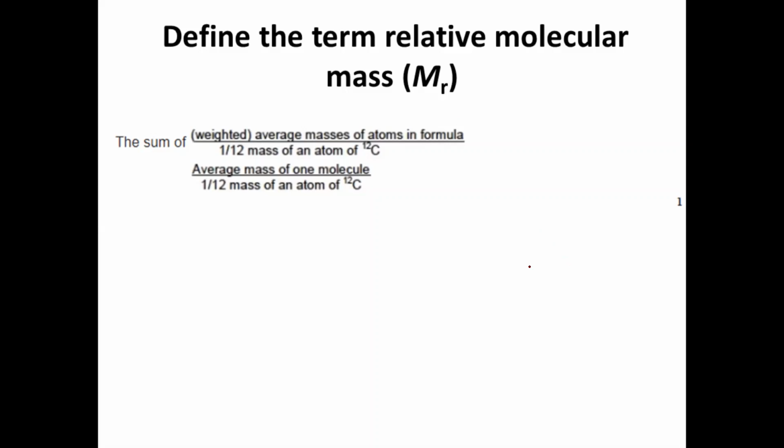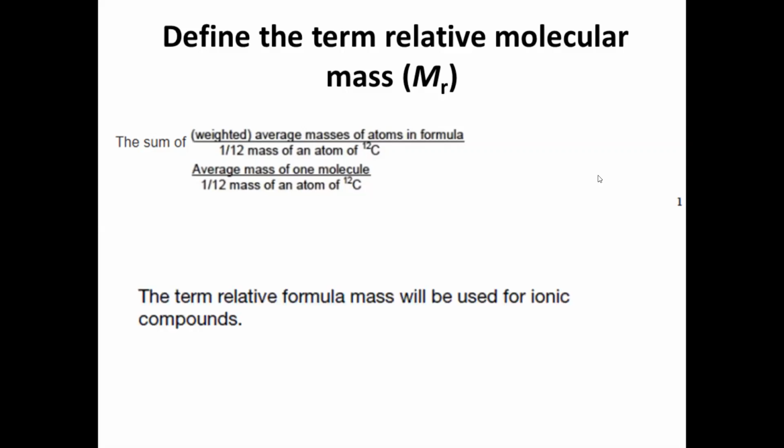Now, why is it the average? Because the atoms within the molecule that we're talking about may have different isotopes. So that's why the average, because that averages all the different isotopes.